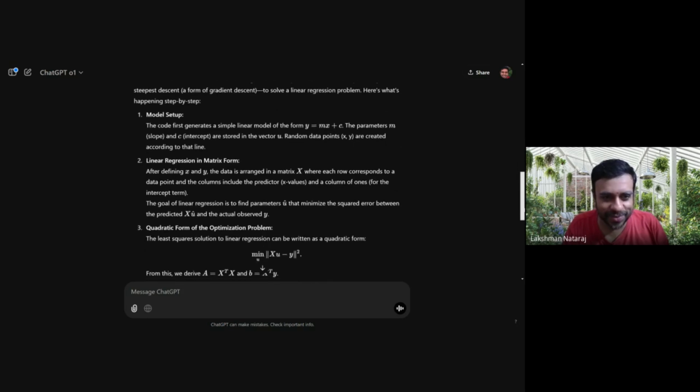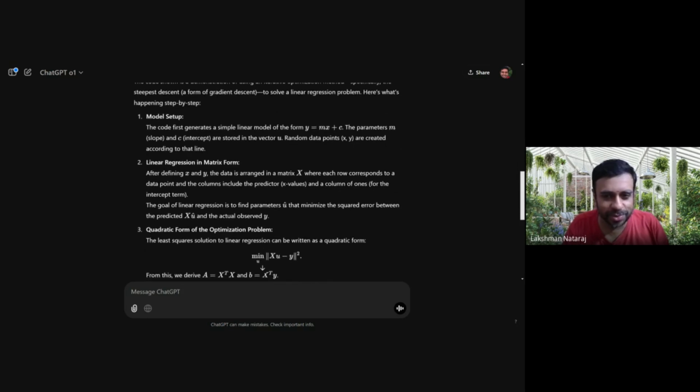So it says the code first generates a simple linear model, then y = mx + c is shown. Random data points x, y are created according to that line. Linear regression in matrix form: after defining x and y, data is arranged in a matrix, and each row corresponds to a data point, and the columns indicate the x values. The goal of linear regression is to find parameters u that minimize the squared difference between the predicted Xu and the observed y. That is correct.